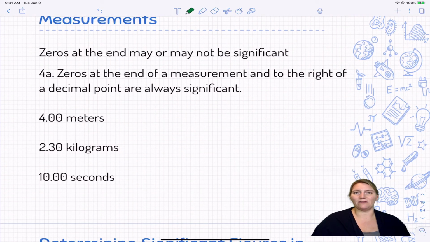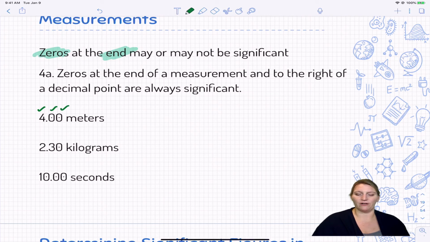Zeros at the end are where you get some ambiguity. You have to look at whether or not there is a decimal point there. So remember, middle always, beginning never, and end is sometimes. It always has to do with whether there is a decimal point anywhere in the problem. So if I look at, of course, 4 is significant. These zeros, are they at the beginning? Nope. Are they in the middle? Nope. They're at the end. And then once you decide that they're at the end, then you look, is there a decimal point in the problem? There is. So these are significant.